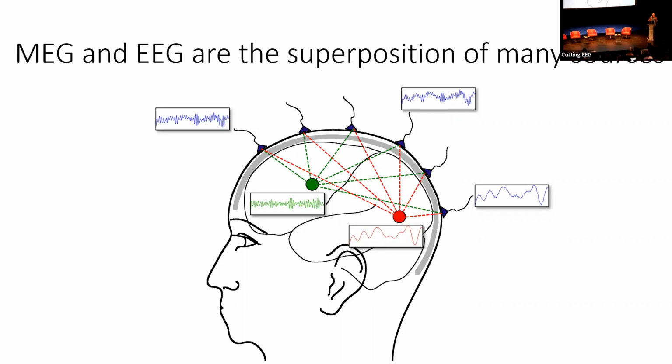So that means that each channel, in principle, sees each of the underlying brain regions, and that's what we have to deal with during the analysis.